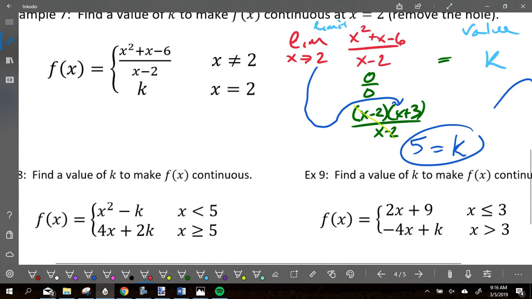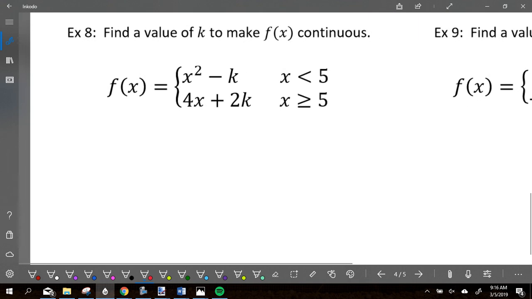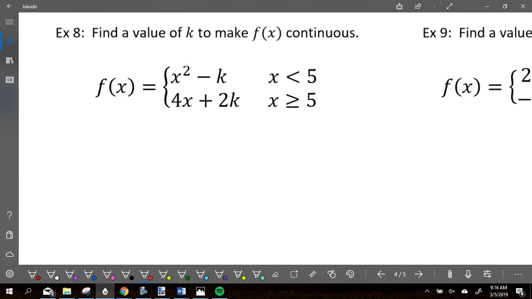Let's look at the next one. X squared minus k and 4x plus 2k. X is less than 5, x is greater than or equal to 5. Everybody see what's happening? We are trying to find the k value that will make this thing continuous. In order to be continuous, you need to have a limit, you need to have a value, and they need to be equal to each other.